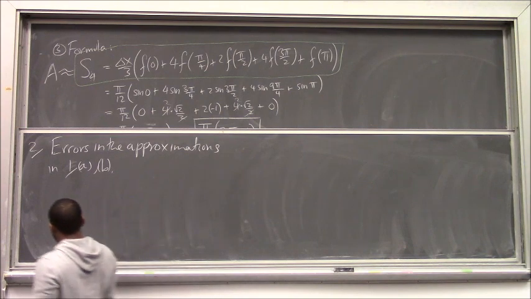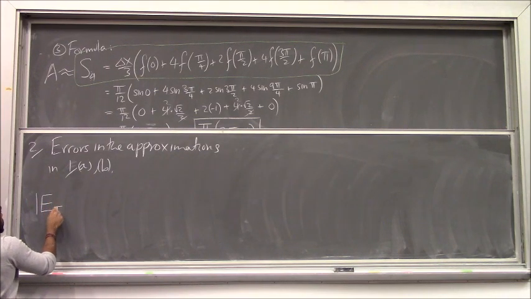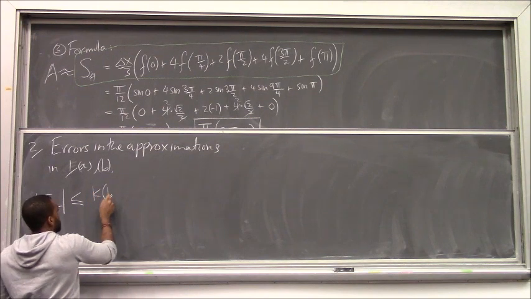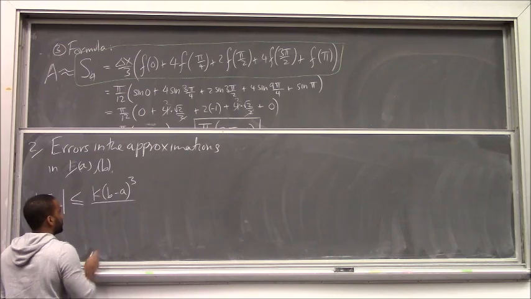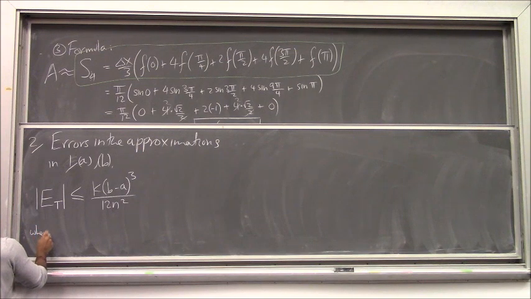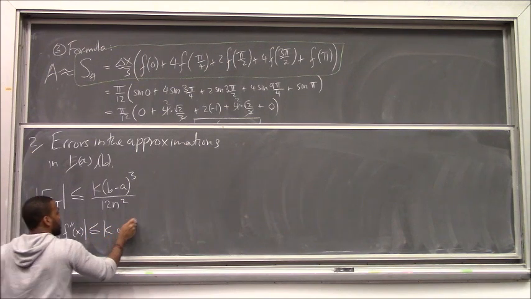So now, the error formulas I'm going to give you, so you don't have to memorize those. If I ever ask you about errors, I'll give you the formulas to use. We care about the error for the trapezoid rule, that's your E sub t. We know that that's going to be less than or equal to K times (b minus a) cubed over 12n squared. And here, the magnitude of the second derivative of your function is less than or equal to K on this interval.